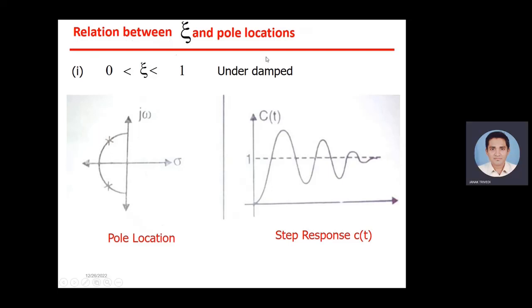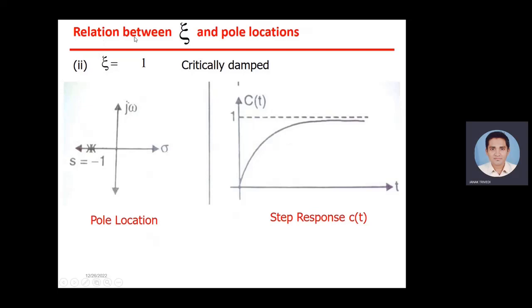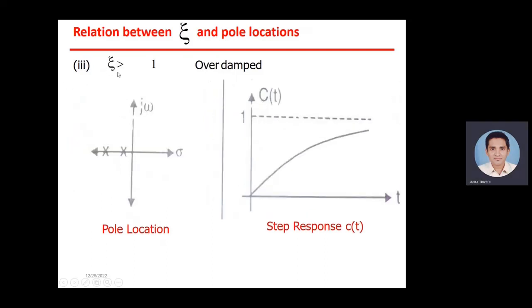Now, a relation between zeta and pole location. If the zeta value is between 0 and 1, it indicates an underdamped system. This is the pole location for zeta, indicated with the cross mark, and its equal step response indicates the underdamped system. Then the relation between zeta and pole location for zeta equal to 1: when zeta equals 1, it indicates critically damped. This is the pole location when s equals -1, and this is the step response in the case of a critically damped system.